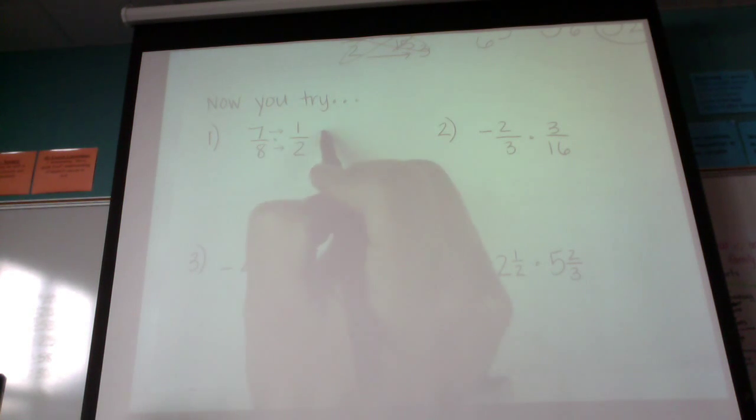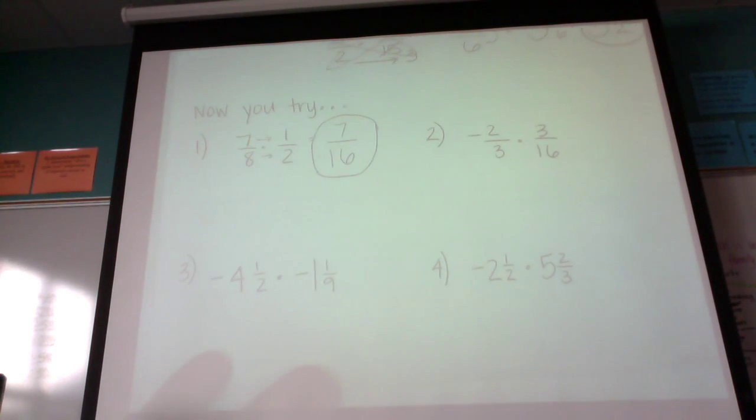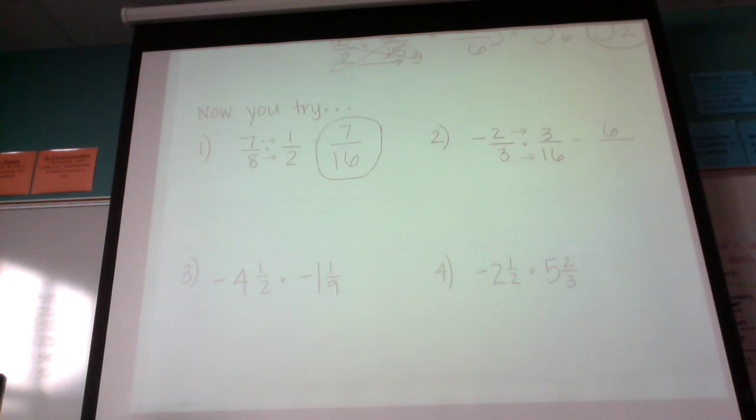Multiplying straight across here. 7 times 1 is 7. 8 times 2 is 16. That's simplified as far as it can go. Number 2 there. Oh, keep in mind I have a negative times a positive. So my answer has to be negative. So 2 times 3 is 6. 3 times 16 is going to be, and I could have cross simplified there, but I didn't at the start, 48, and I know it's going to be a negative.